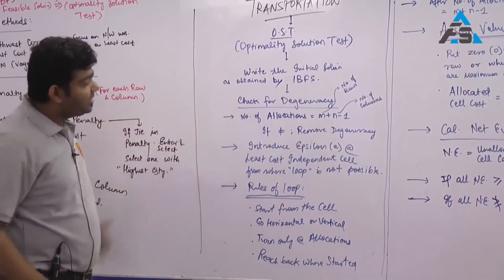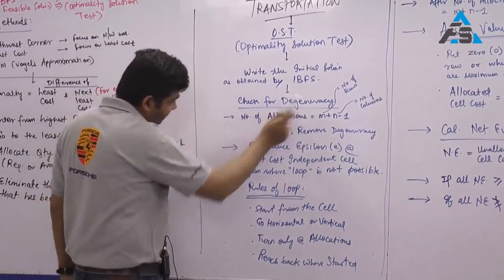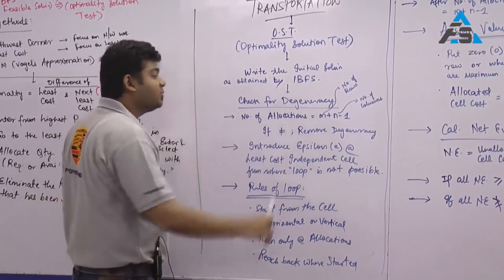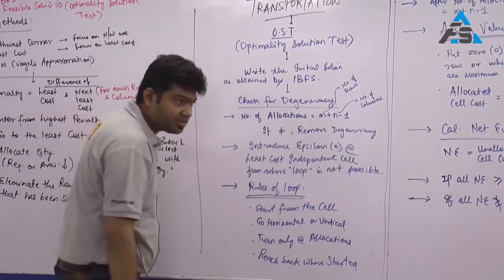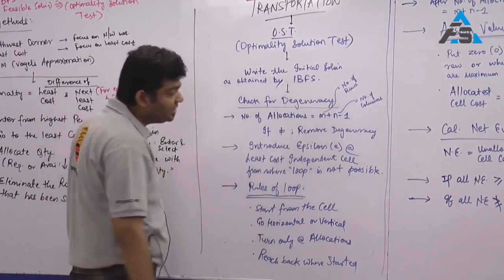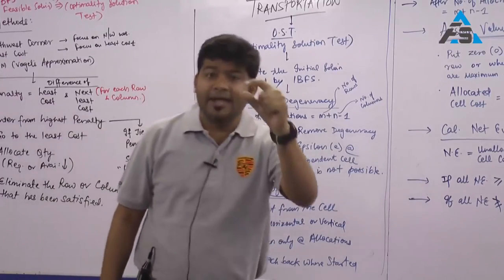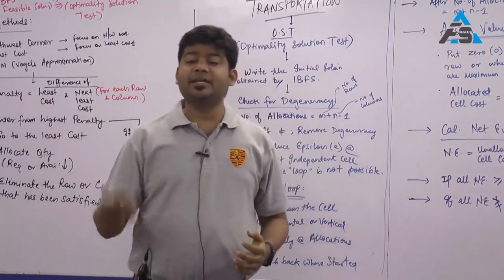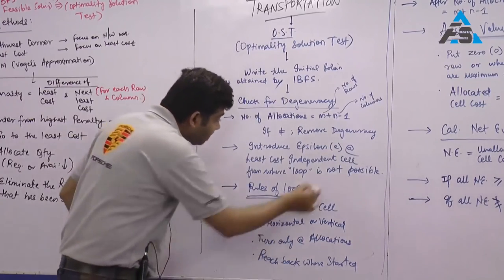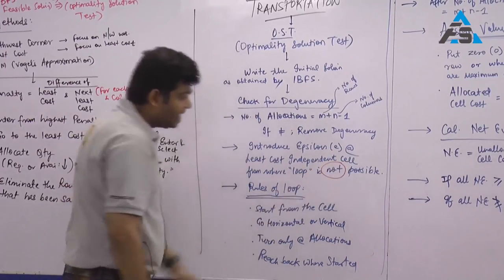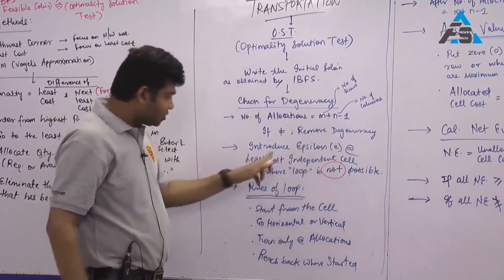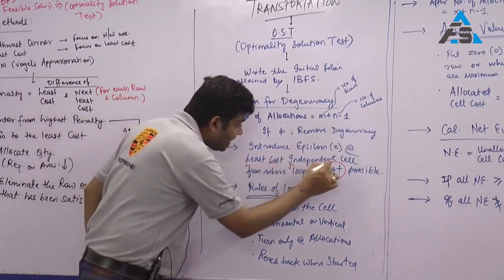So for checking degeneracy, the number of allocations should be equal to m plus n minus 1. If it is not equal, we remove degeneracy, because then we say that it is degenerate. How do you remove degeneracy? By introducing epsilon at the least cost independent cell from where a loop is not possible. Pay attention to the minute wordings here. So, least cost independent cell.